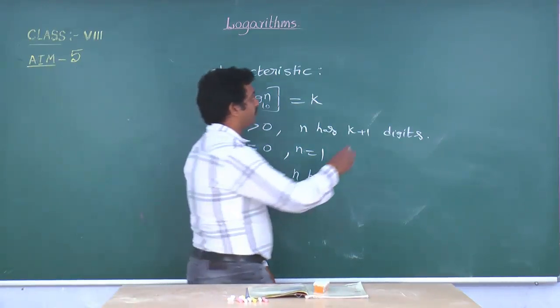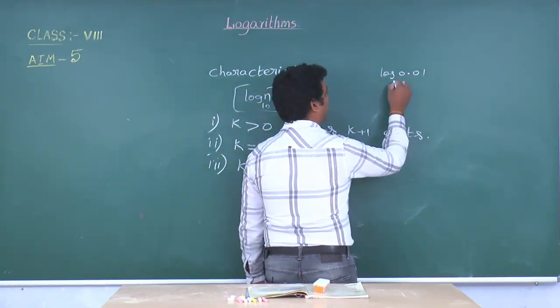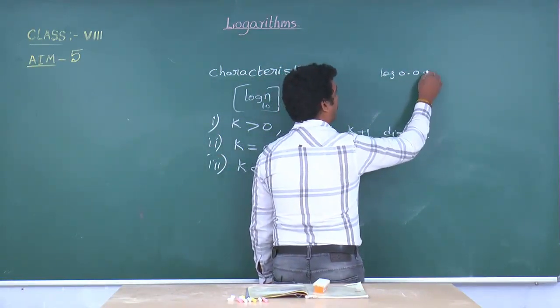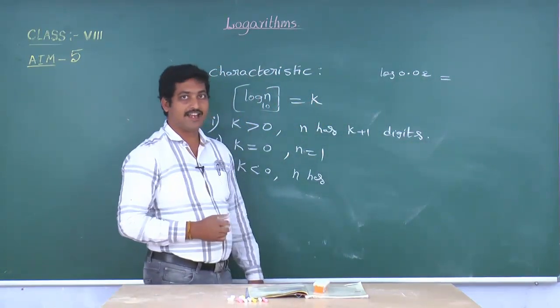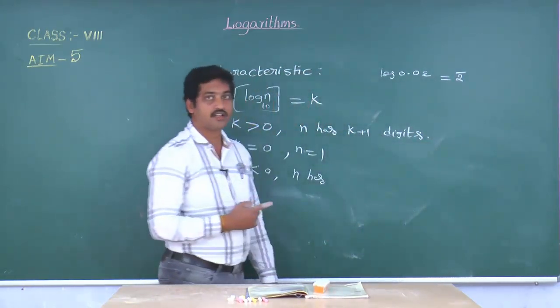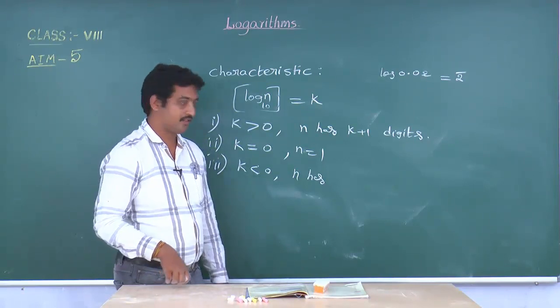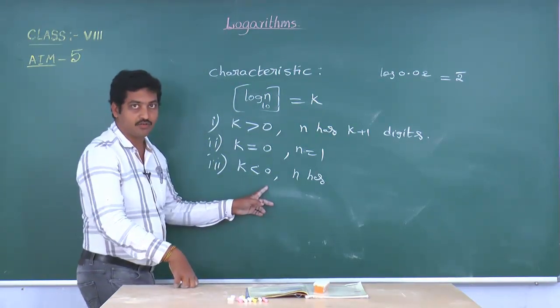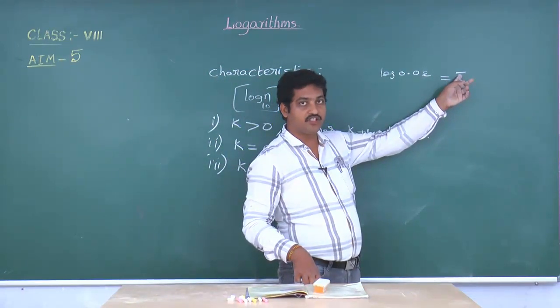Again, observe the example. Log 0.01 to the base 10, otherwise log 0.02 to the base 10. What is its characteristic? One 0 is there, therefore the characteristic is equal to 2 bar. Therefore k is less than 0, and the characteristic is given as 2 bar. And how many zeros does it have?